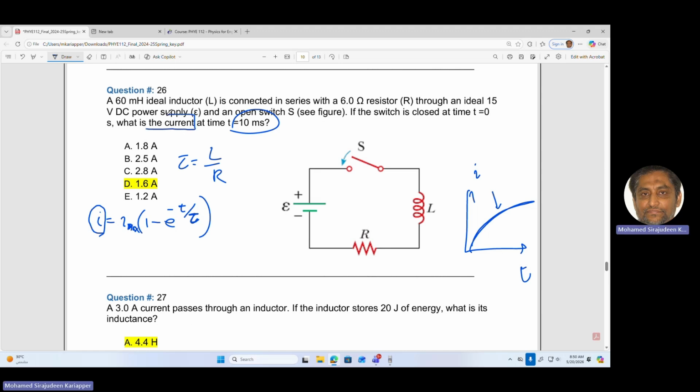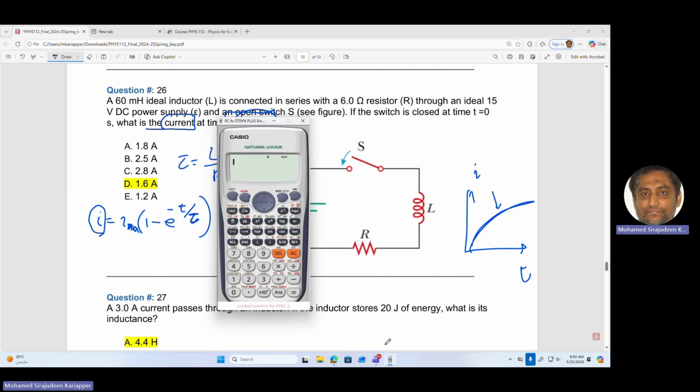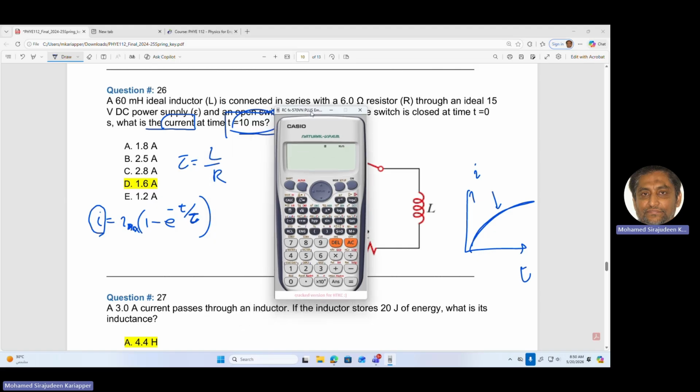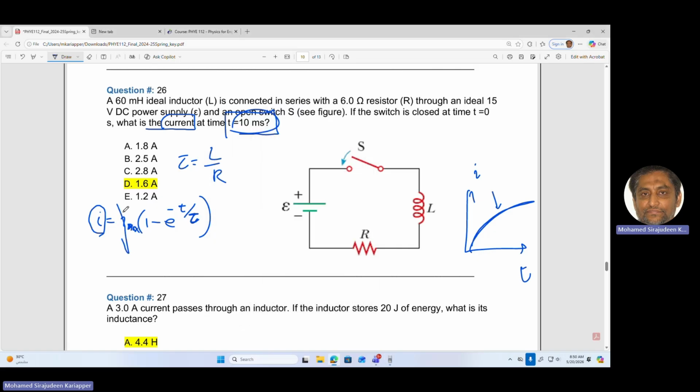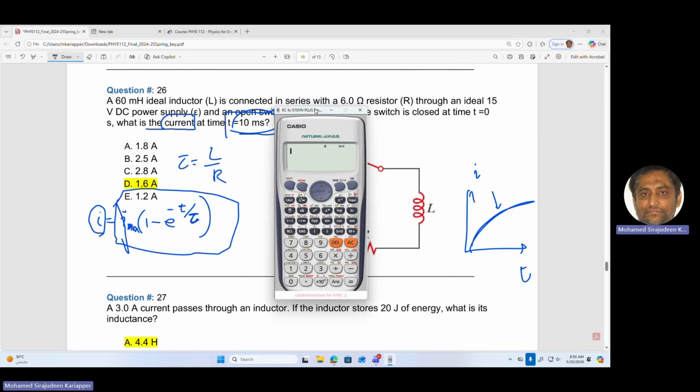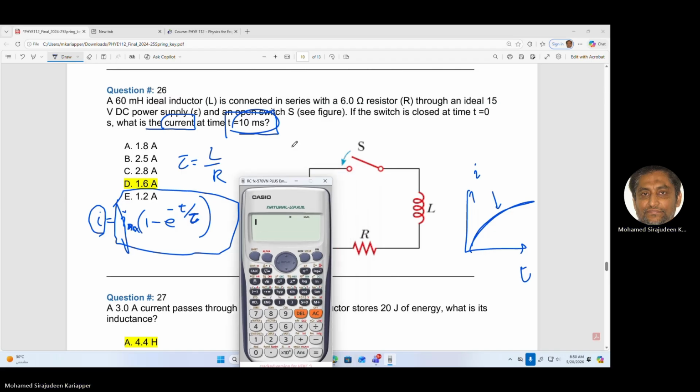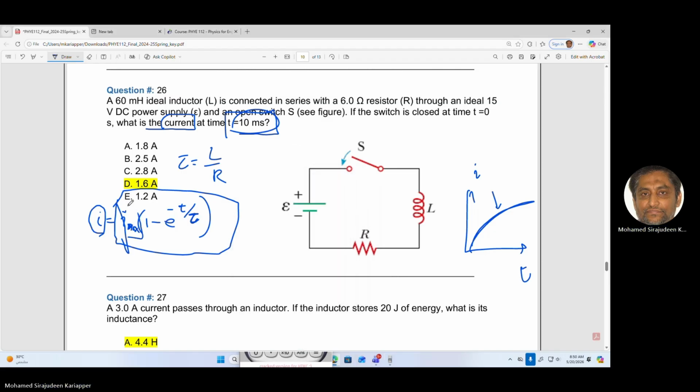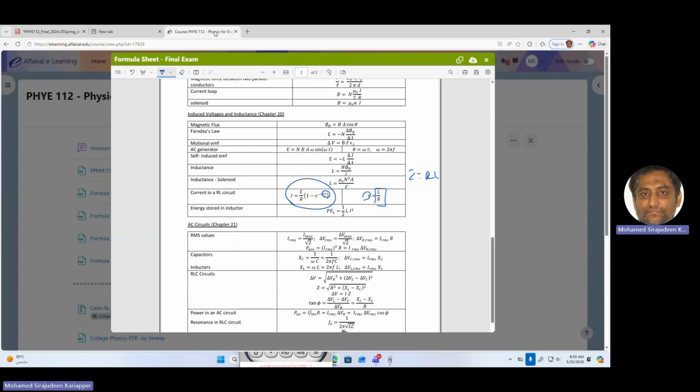That is the question. The question is, find I when the time is 10 millisecond. So it is not solving the equation, it's just calculating this quantity. You have to calculate this quantity. So what is I max? If you go back to the formula, I max is equal to E over R. Okay, it is already there.